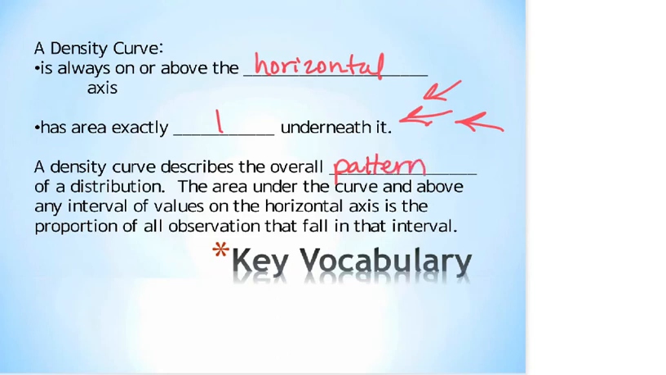The area under the curve and above any interval of values on the horizontal axis is the proportion of all observations that fall in that interval. We're going to use this a lot in section 2.2, so it'll start making more sense.